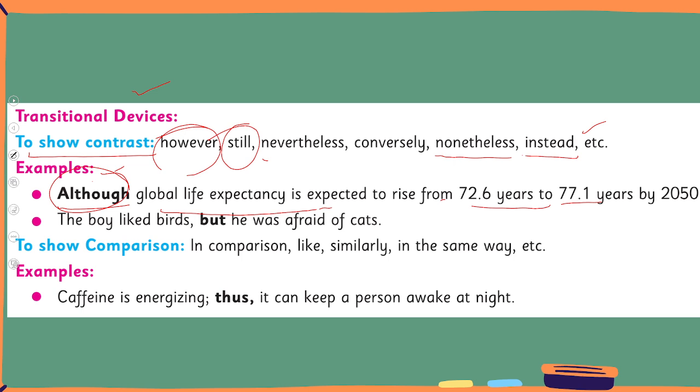Next example, the boy liked birds, but he was afraid of cats. Yes, the boy liked birds. But on the opposite, he was afraid of cats. But is our transitional word, which is also a conjunction of coordination. It is a coordinating conjunction as well. But it also works as a transition word.